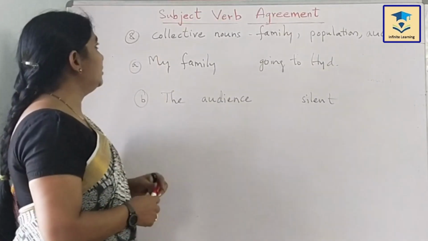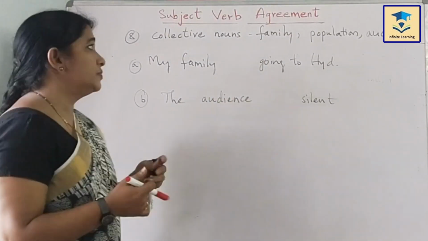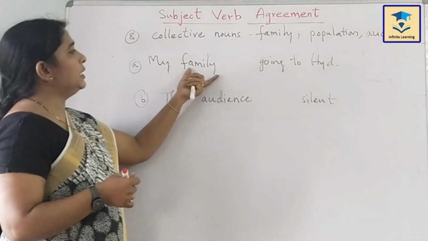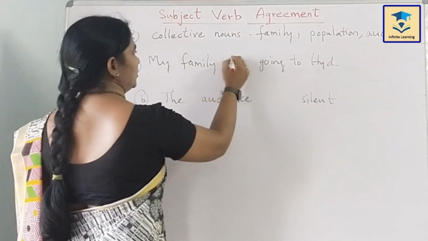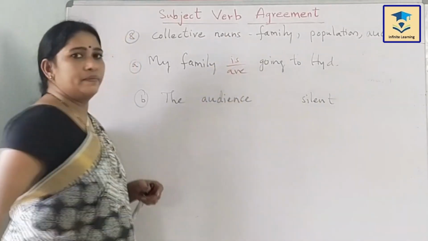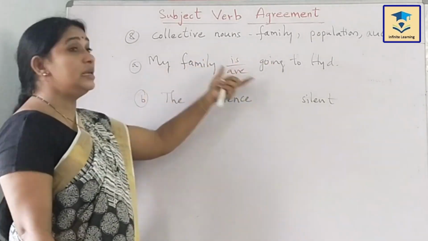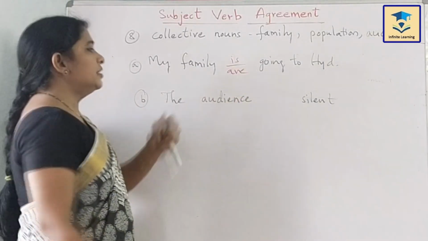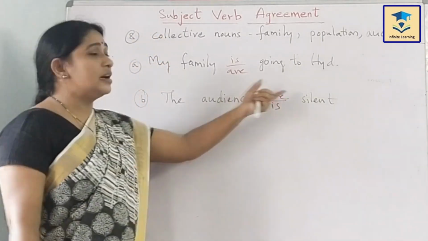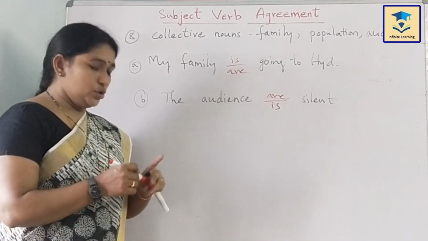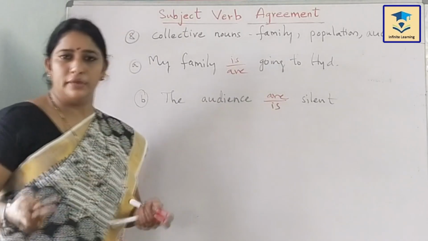Now see the eighth rule. Collective nouns like family, population or the audience, those are the collective nouns. When you get those, my family dash going to Hyderabad. Is going or are going. Either you can use. As you wish you can write this one. My family is going to Hyderabad. My family are going to Hyderabad. Both are correct. The audience are silent or is silent. Both are correct here also. No particular rule with this one. We can use both plural verb and singular verb.